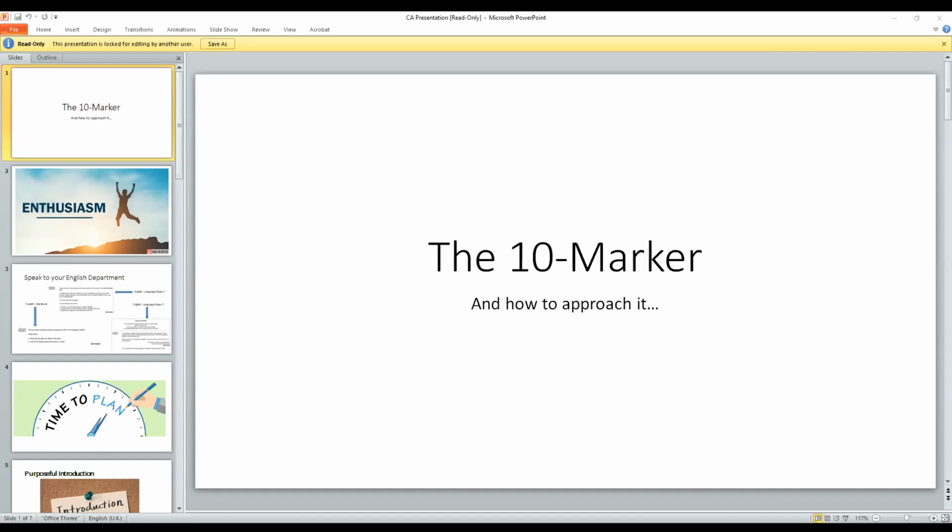I mean, regardless of the fact it's worth 20% of the whole paper in literature, I think it's a really good opportunity for them to finish the exam in a really strong and positive way.